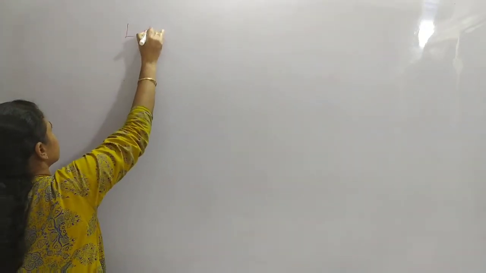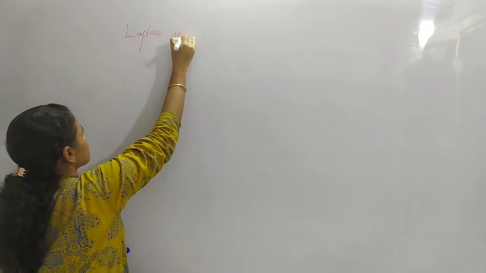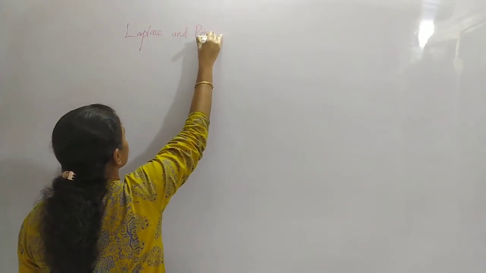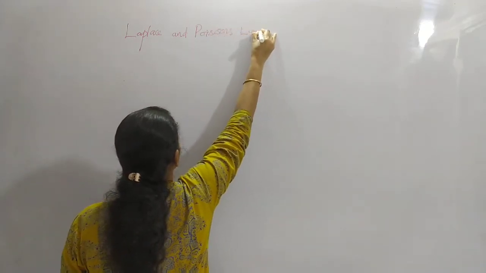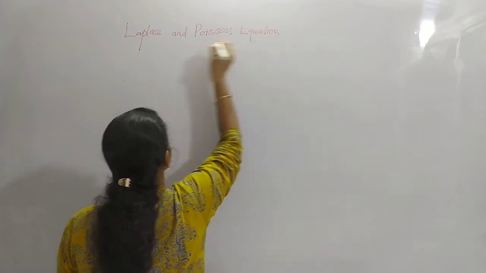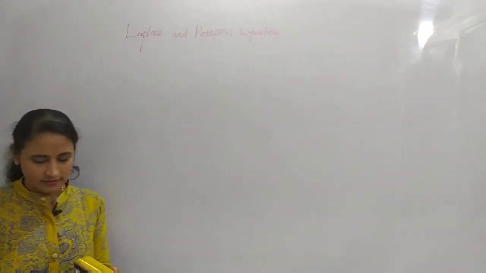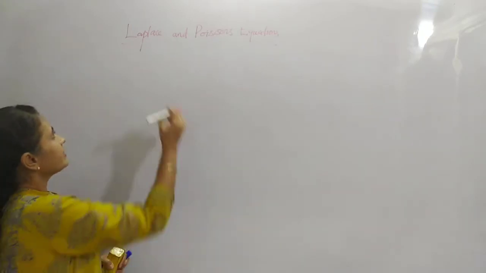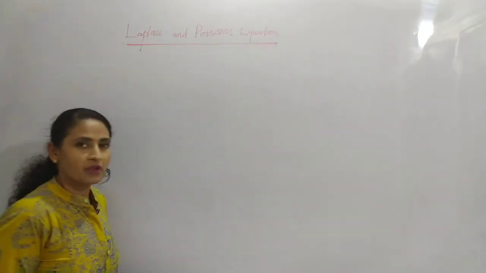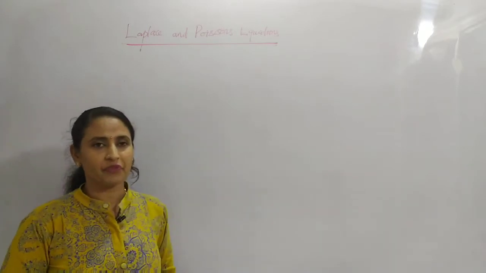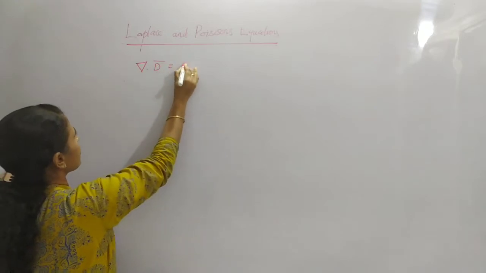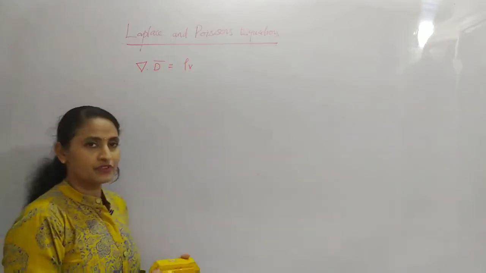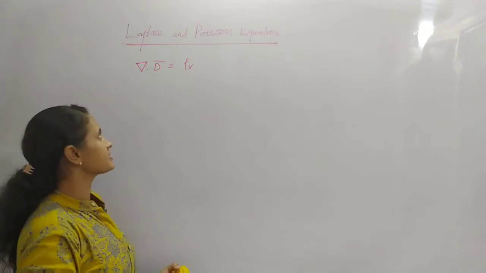Laplace and Poisson's equations. From the divergence theorem, we know that the divergence of D bar is the volume charge density. This is the point form of the divergence theorem.